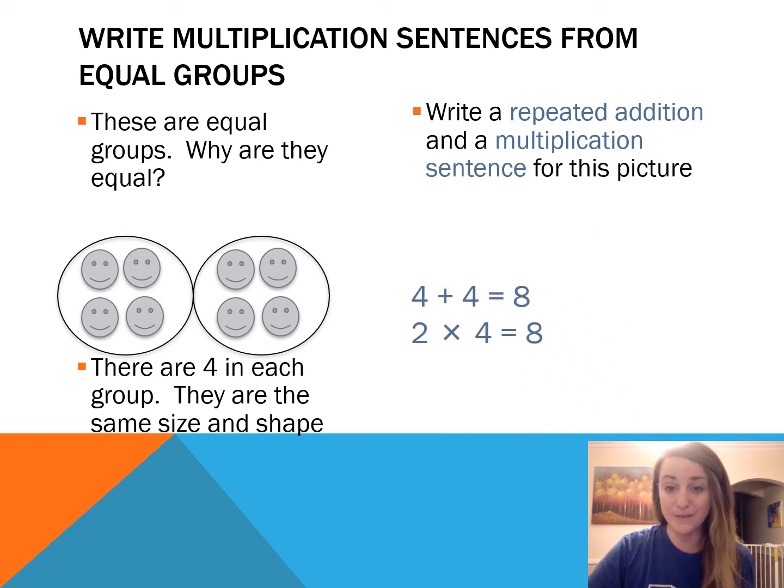4 plus 4 equals 8, and 2 times 4 equals 8. We see that there are 4 in each of the groups, so we would have 2 4s. And 2 times 4 is another way of saying 2 groups of 4. The 8 stays the same because the total is always 8.